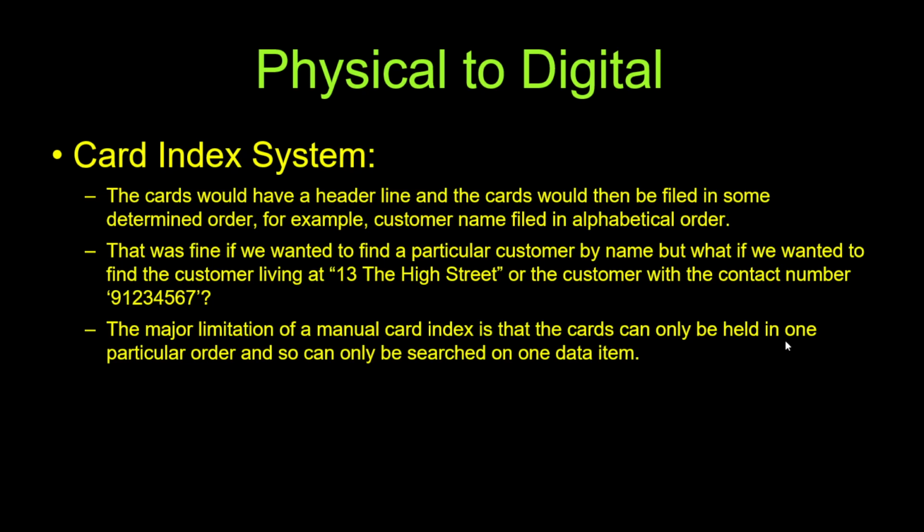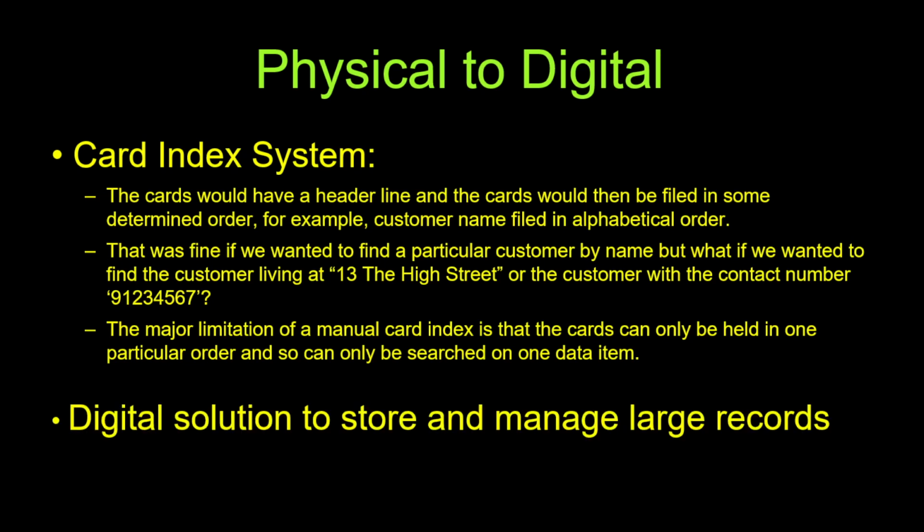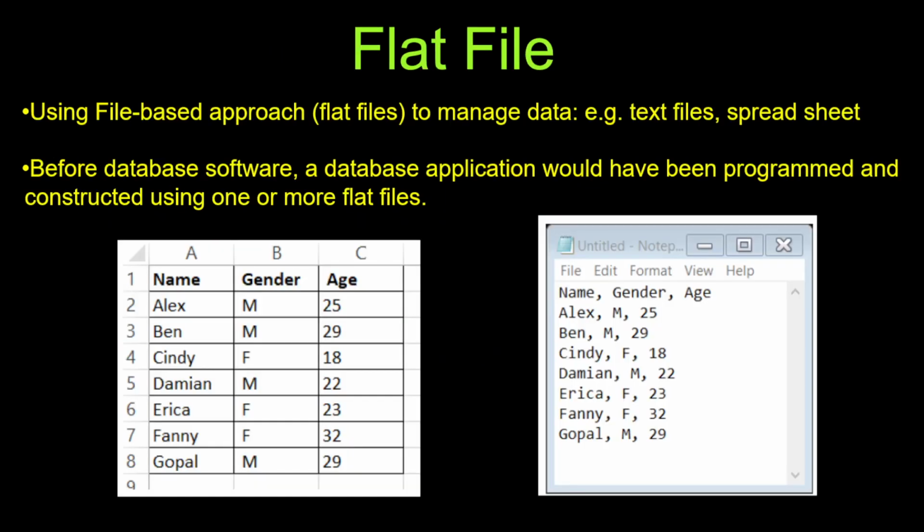Your cards can only be held in one particular order. If you choose to arrange by name, then it can only be arranged by name. That means it will be difficult to find, let's say, the address. If you choose to sort by address, it will therefore be difficult to find something by name. You can only search on one data item at a time. So to get around this problem, we make use of digital solutions to store and manage large records.